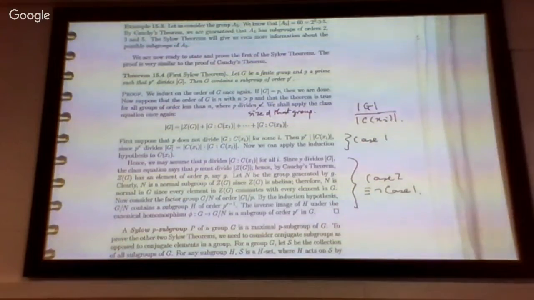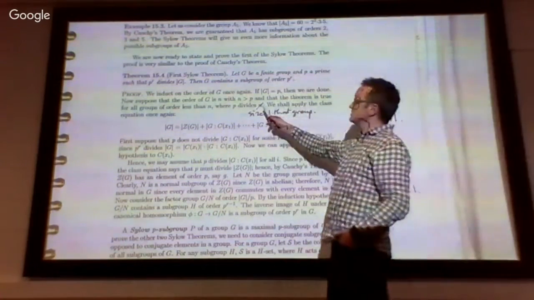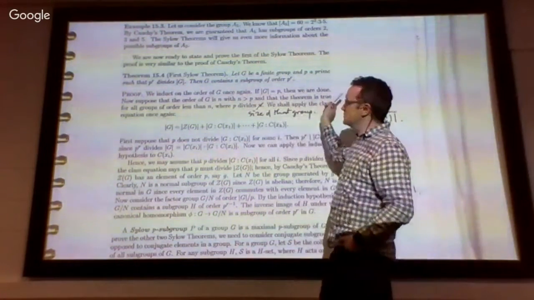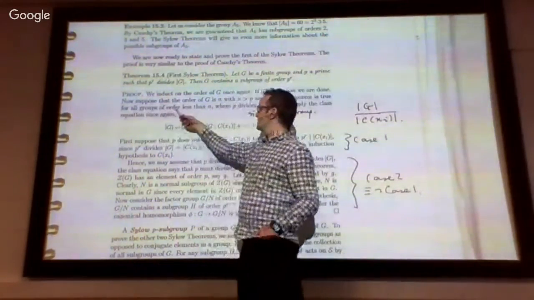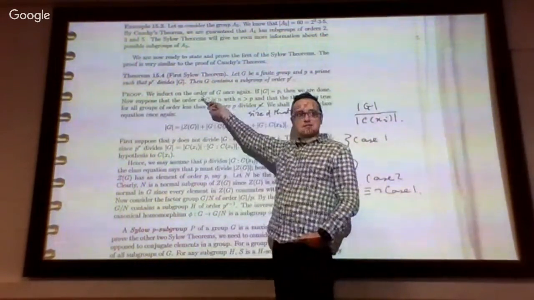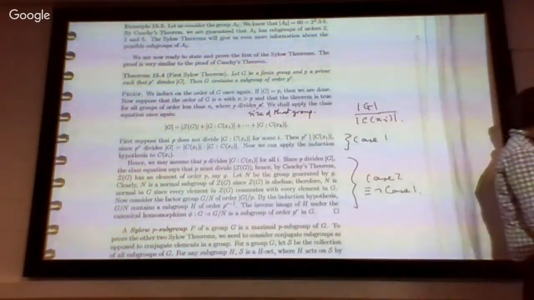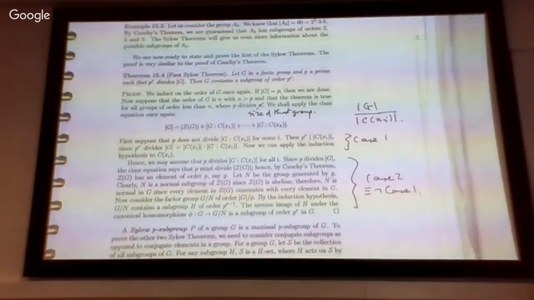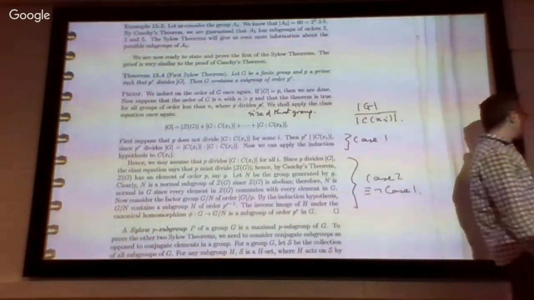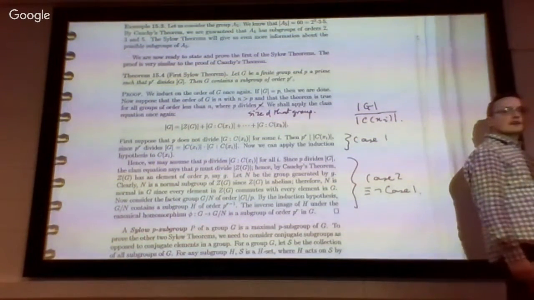The induction hypothesis was quite strong. The induction hypothesis said the theorem is true for all groups of order less than n. n is the size of G. Well, here we are now looking at a group which is of size strictly smaller than G. And here's a power of a prime dividing it.